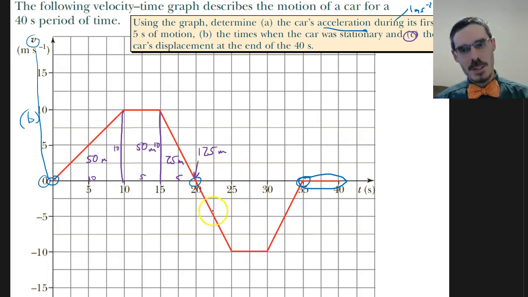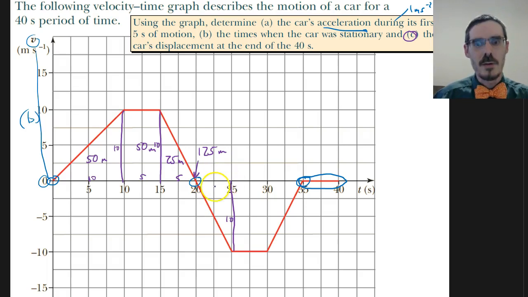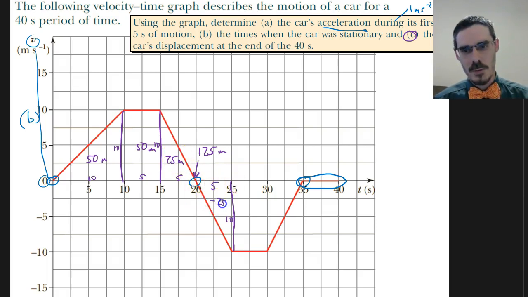But now my velocity is negative. So for the rest of this section, I'm actually moving back towards where I started, unless I go past. Let's see what happens. In this section here, the velocity went up to 10 over 5 seconds. So this is the same as that. It's negative 25 metres.